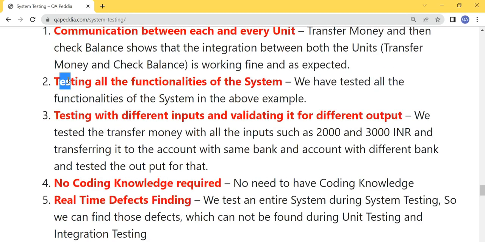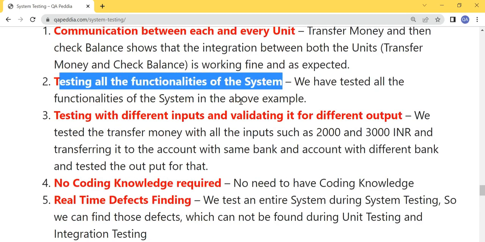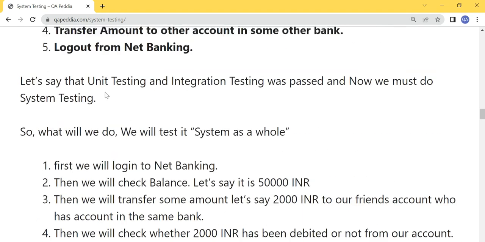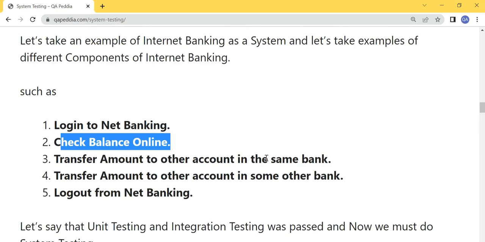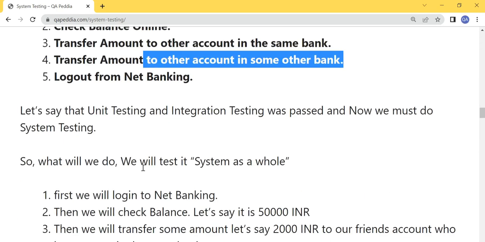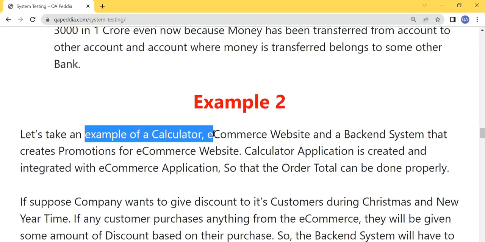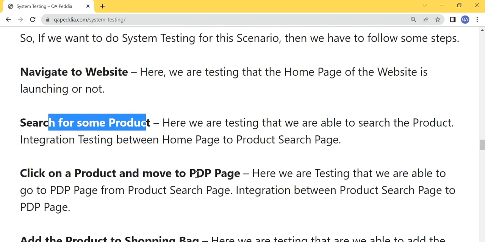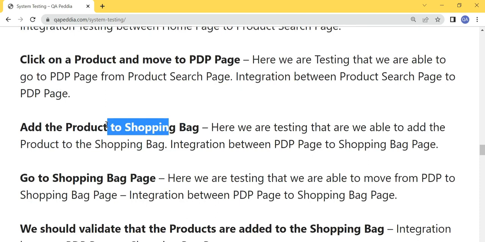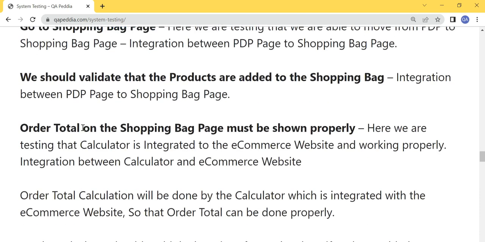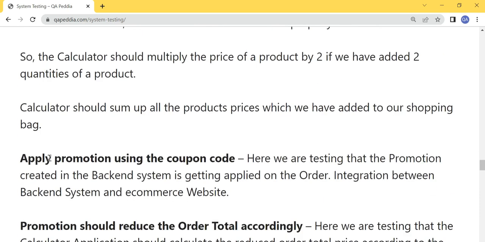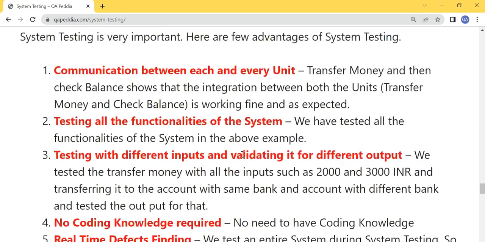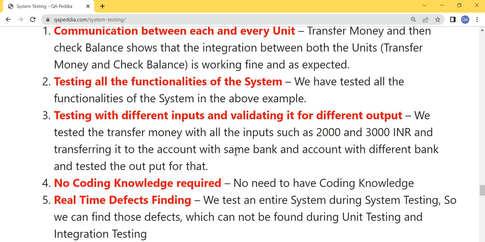Then we test all the functionalities of the system in system testing. We have seen that when we were testing online banking, we tested all the functionality. Same thing we have seen in the e-commerce website. We have tested all the functionalities: navigate to website, search for product, add it to PDP, add the product, then order total, and then promotion application. All these things we have tested. So we test all the functionality of the system in system testing.